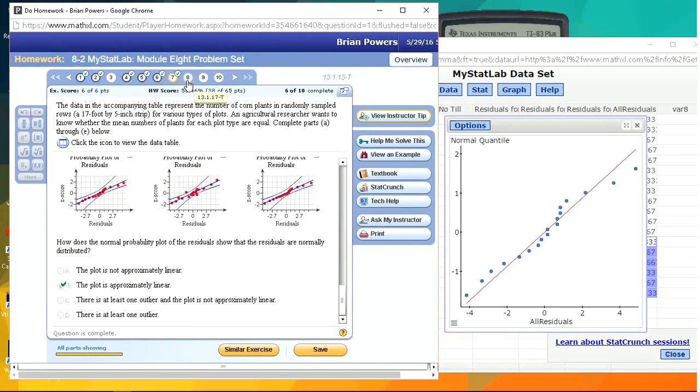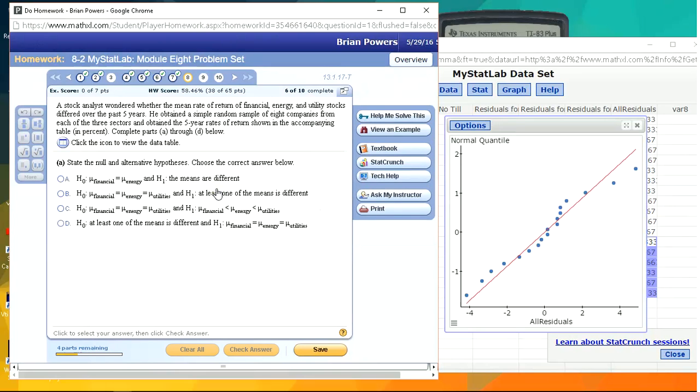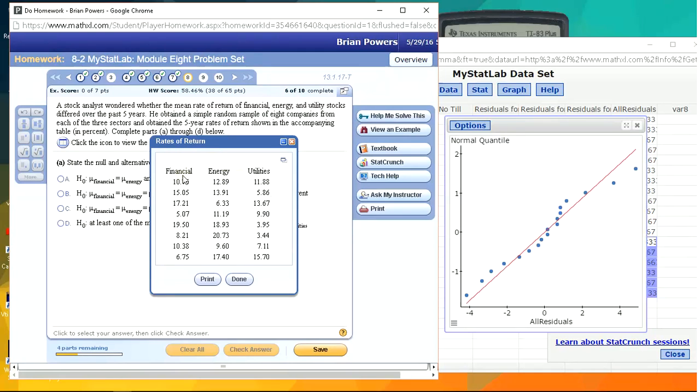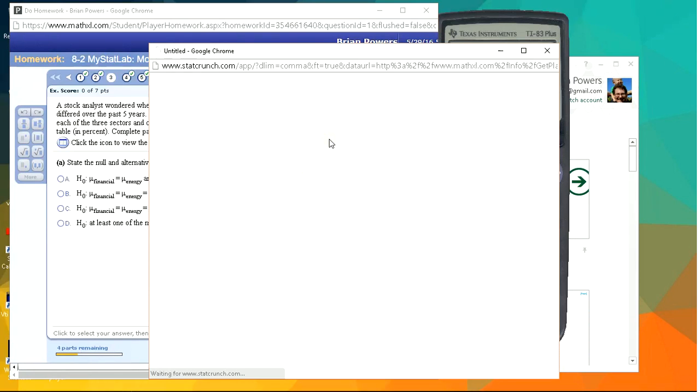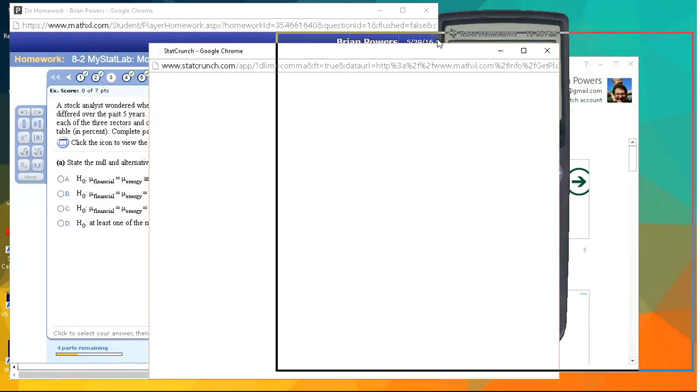So we'll just take a look at number 8, and this will give you a good sense of how you do these ANOVA tests. Again, we're given that a stock analyst wonders whether the mean rate of return of financial, energy, and utility stocks differed over the past 5 years. A simple random sample of 8 companies from each of the 3 sectors. So let's take a look at the data. We have three columns. Let's again bring it into StatCrunch, because that's where we're going to do this ANOVA test.